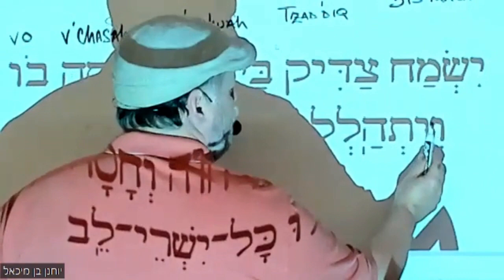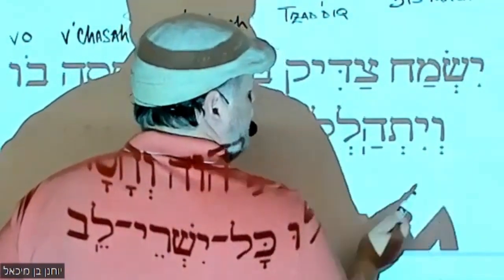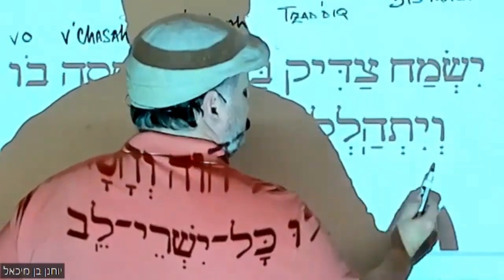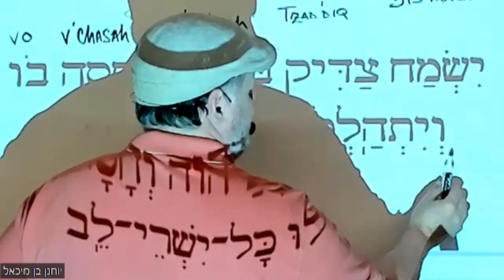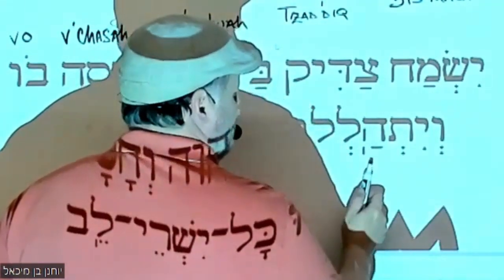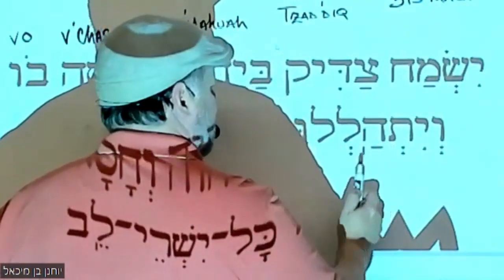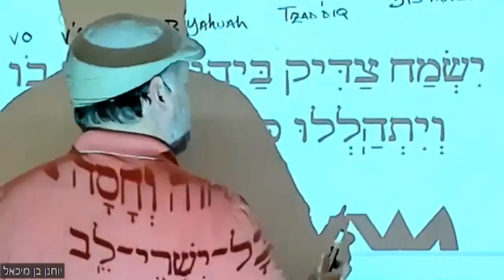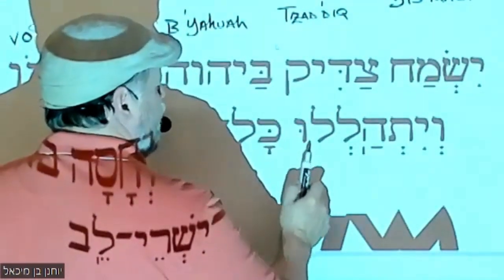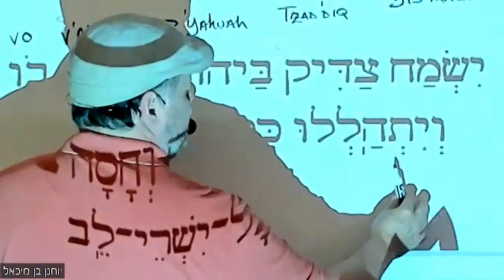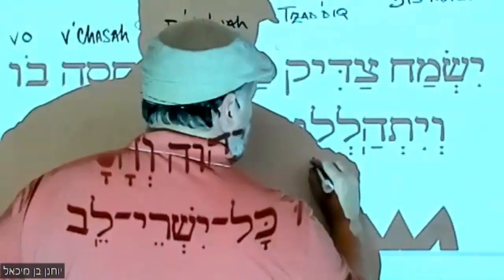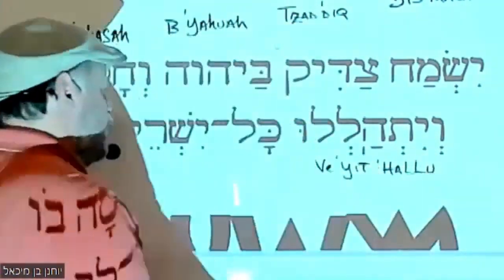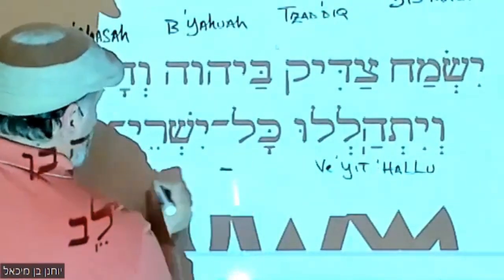We have the vav pointed with a vocal shva, ve. And we have a yud pointed kirik, followed by a tav with a silent shva, I mean. So ve, then yit. And we have a hey pointed patach, ha. Then we've got a lamed here, silent shva. Hal. And then we pick up the second lamed, followed by a vav pointed shuruk, lu. All right, veyit halu.